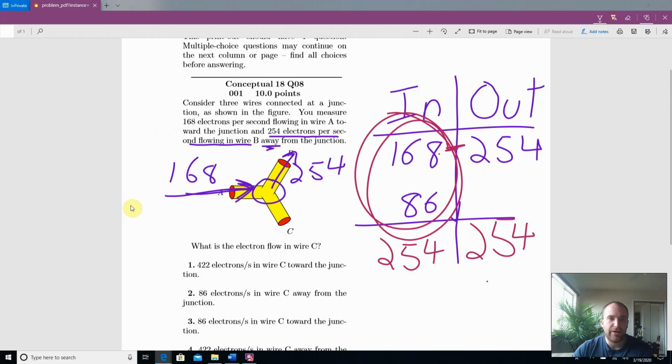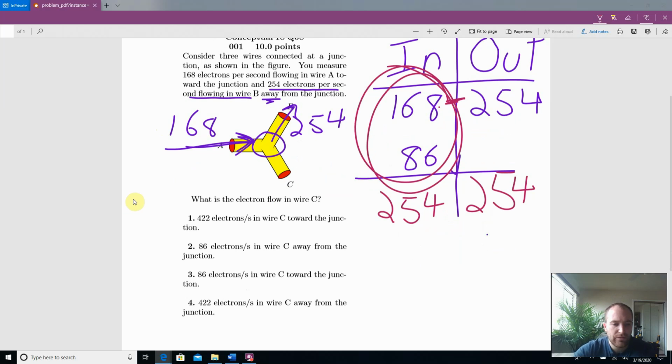So let's pick an answer now. Again, we decided it was going to be 86, so it's definitely one of these two here, and I think we said it was going into the junction, or towards it. So let's go with towards the junction, answer choice 3.